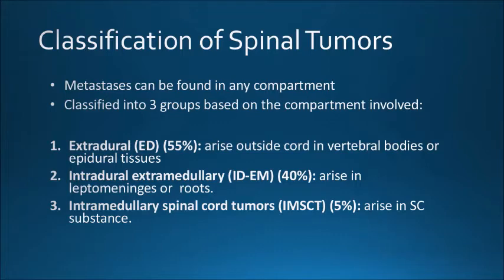Extradural tumors arise outside the spinal cord and the dura, and they mostly involve the vertebral bodies and the epidural tissues. Then we have the intradural extramedullary spinal cord tumors. They are 40% of the spinal tumors, and they arise from the leptomeninges or the nerve roots. Then we have the intramedullary spinal tumors, which are 5% of the spinal cord tumors, and they arise within the spinal cord.